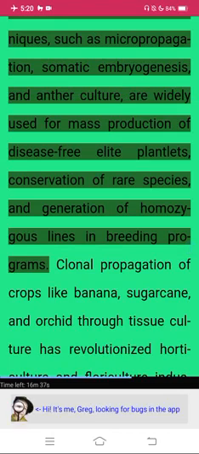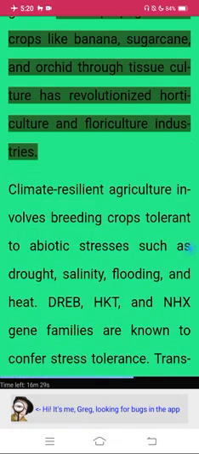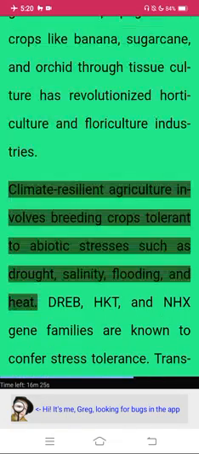Plant tissue culture techniques, such as micropropagation, somatic embryogenesis, and anther culture, are widely used for mass production of disease-free plantlets, conservation of rare species, and generation of homozygous lines in breeding programs. Clonal propagation of crops like banana, sugarcane, and orchids by tissue culture has revolutionized horticulture and floriculture industries.